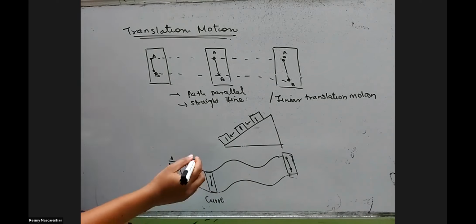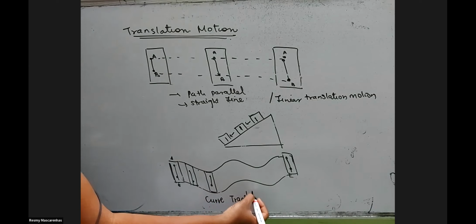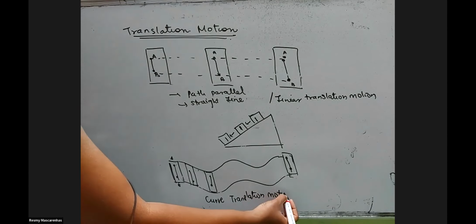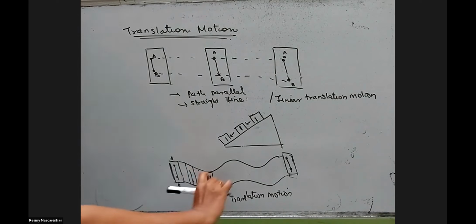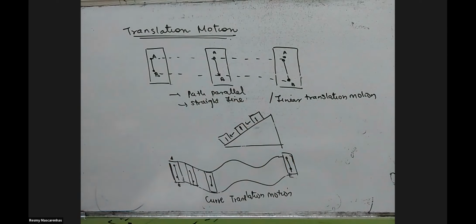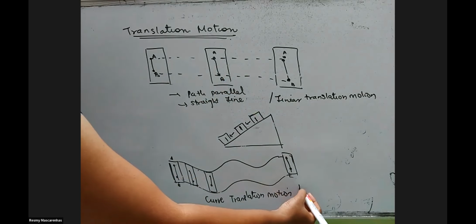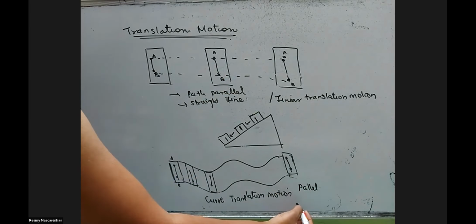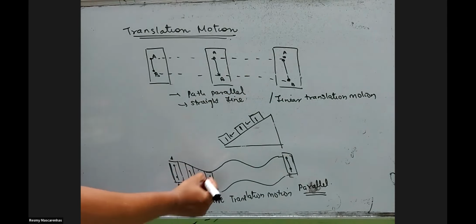Okay, curved linear, I can say, otherwise curve translation motion or curve motion. No issue, because it is moving in the form of a curve. This is a proper linear motion, straight line. Okay, but what is happening? Anyways, parallel. Everywhere it is always parallel.